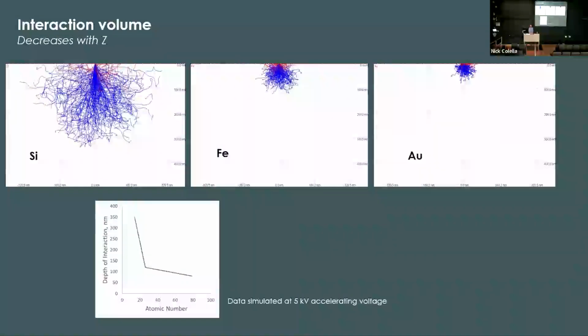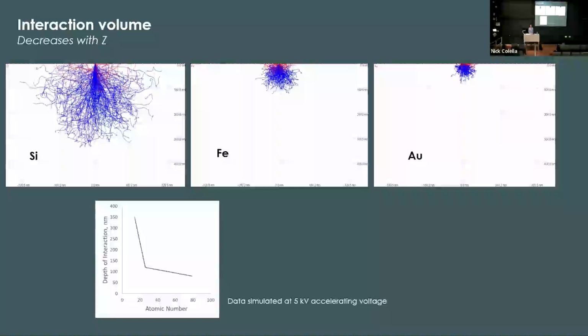The other half of the interaction volume equation is what's the material that we're working with, right? So we saw that depth increases with voltage. Depth also decreases with increasing atomic number, right? So higher atomic number elements have larger nucleus and more stopping power. So because they're bigger and heavier, they're basically stopping the beam from penetrating as deep.